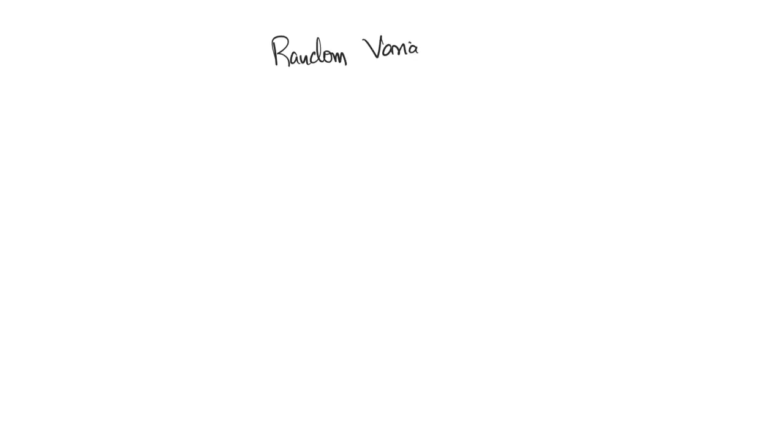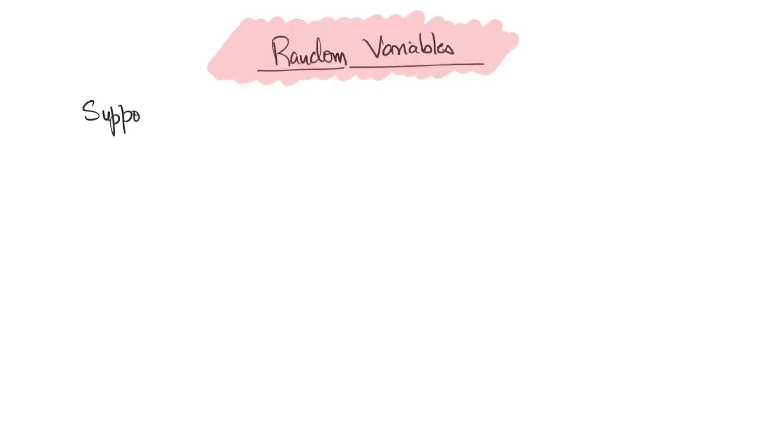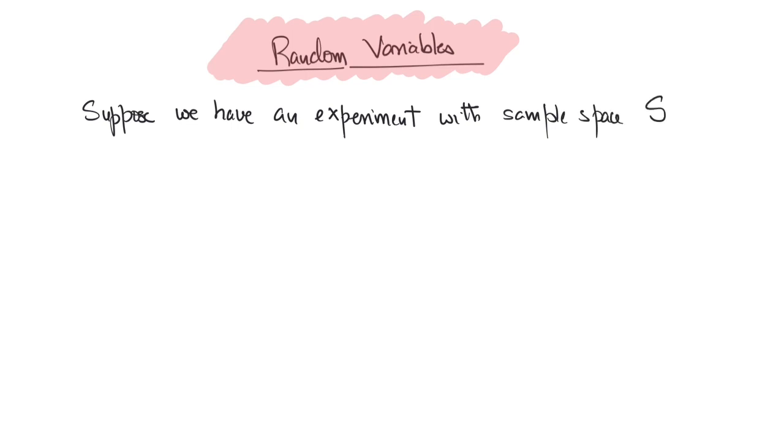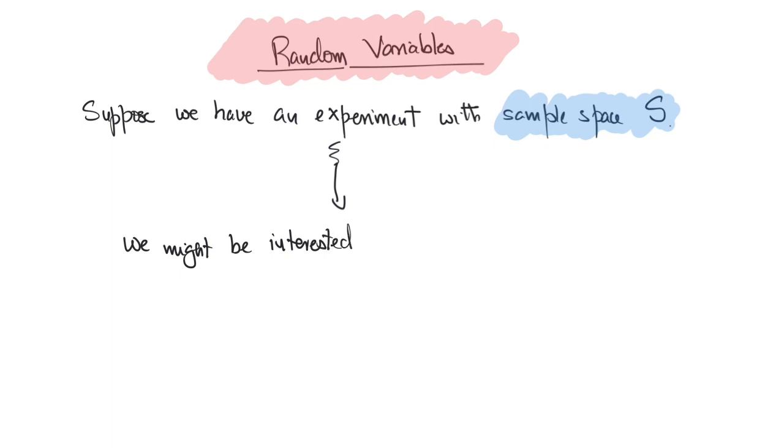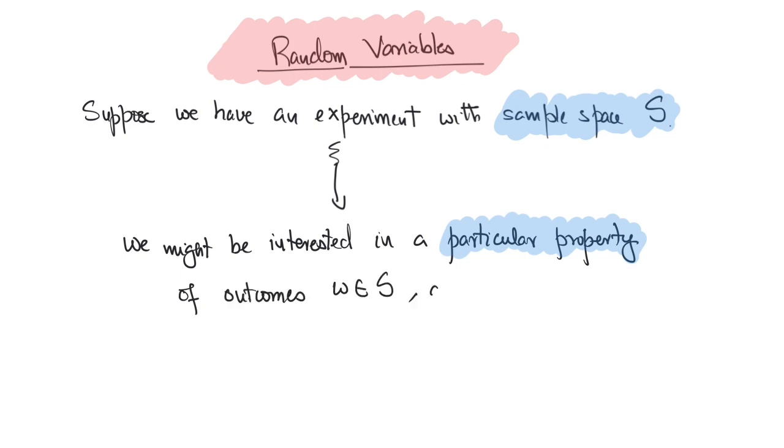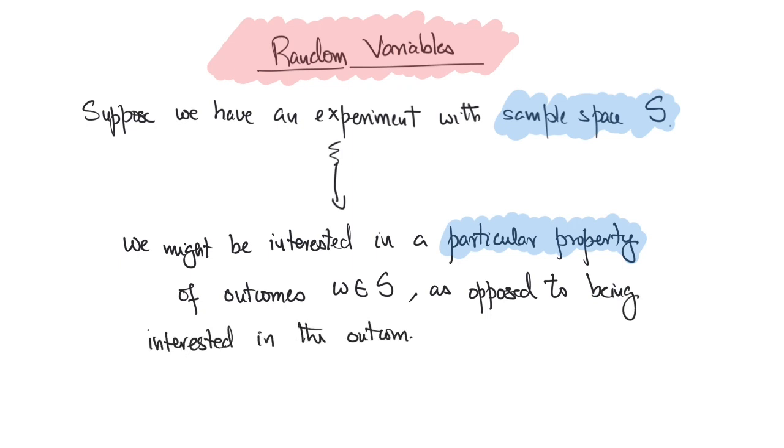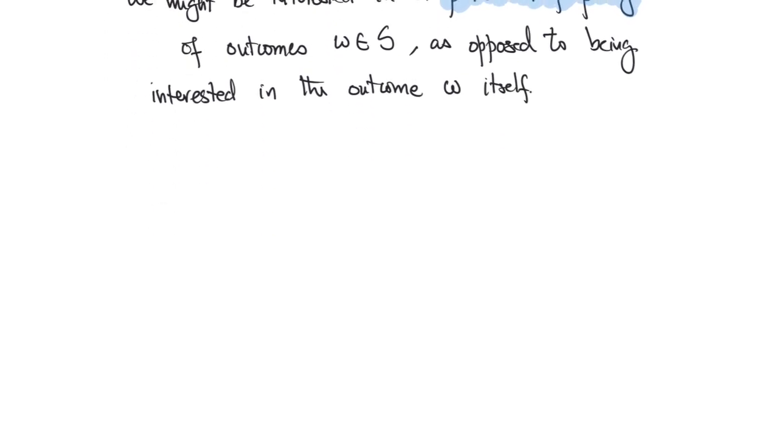Today we will talk about random variables. Suppose we have an experiment with the sample space script S. Our interest in the experiment might be related to a particular property of an outcome of the experiment as opposed to being interested in the outcome itself. Let's work out a few examples to get a sense for what this means.